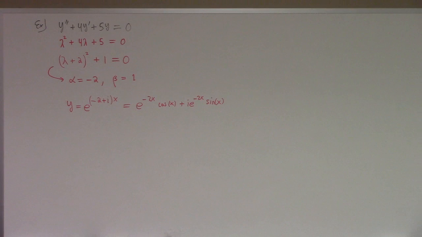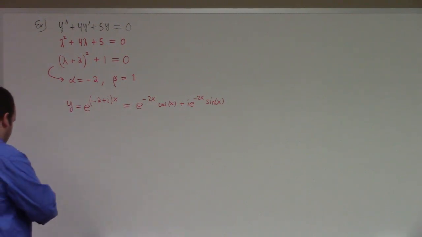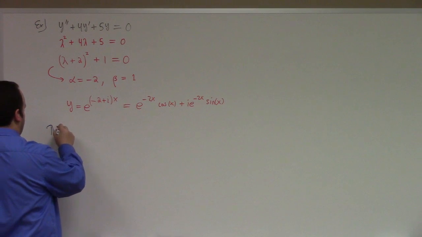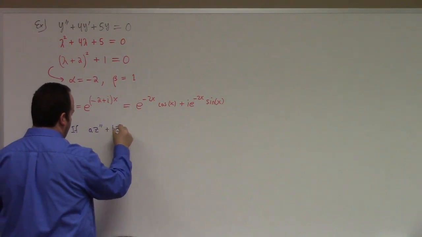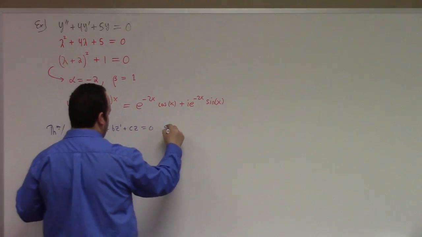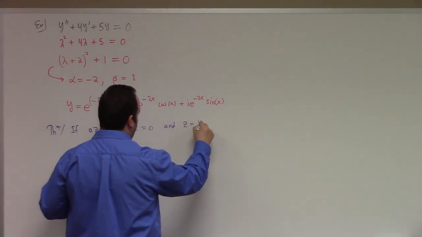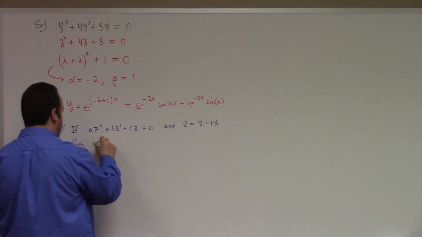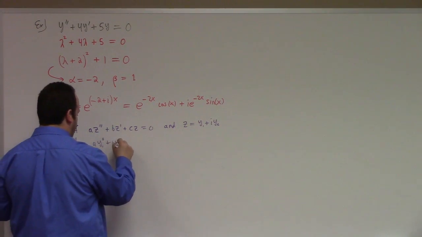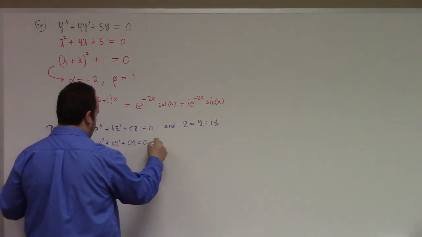What kind of solution is that? We're looking for real solutions, by the way, right? So this is not a real solution. This is a complex solution. How do you get real solutions from this? Here's a theorem. If a z'' plus b z' plus c z is equal to 0, and z is equal to, say, y1 plus i y2, then a y1'' plus b y1' plus c y1 equals 0, and the same for y2.